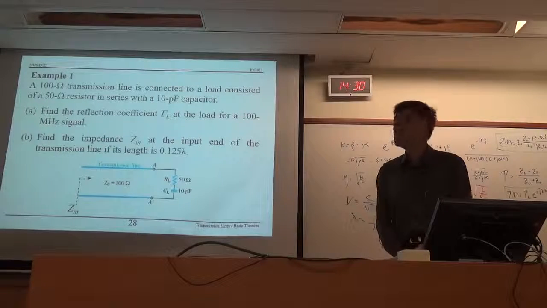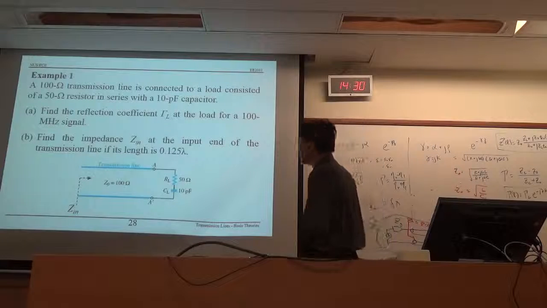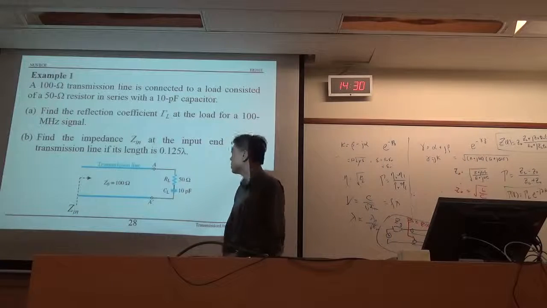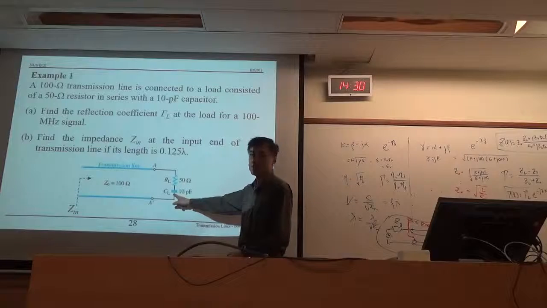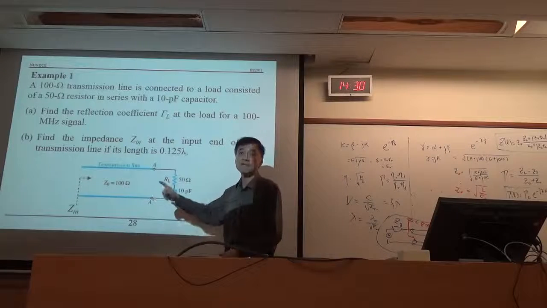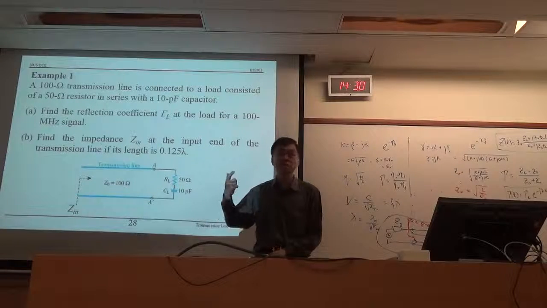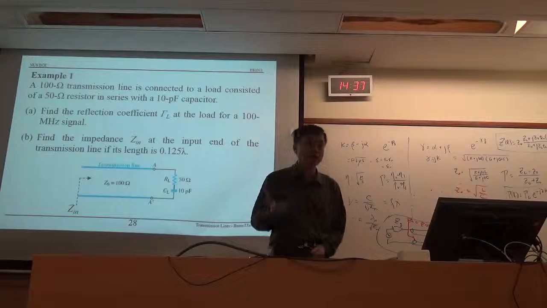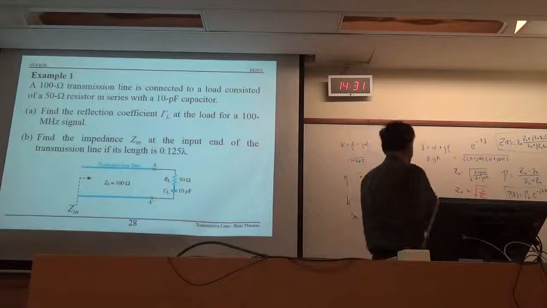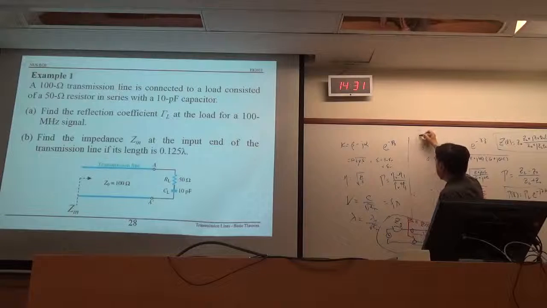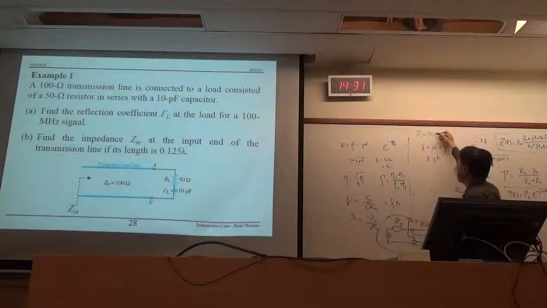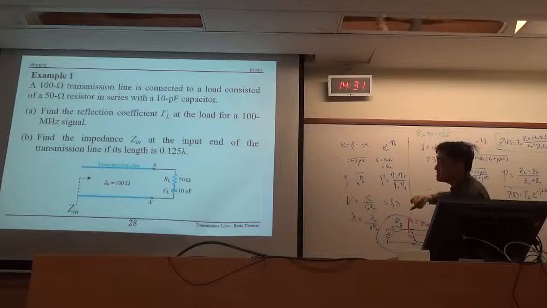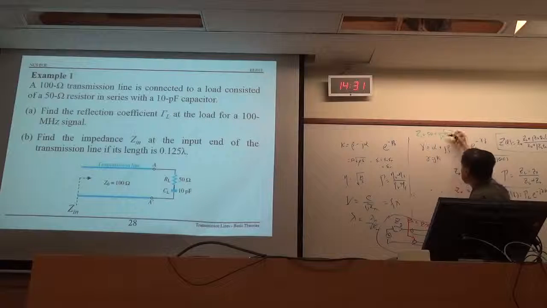Now, reflection coefficients. Why do we need 100 megahertz? Because we have a capacitor here. The impedance of a capacitor depends on omega, right? So my ZL here is equal to 50 plus 1 over j omega C. C is 10 picofarads here.